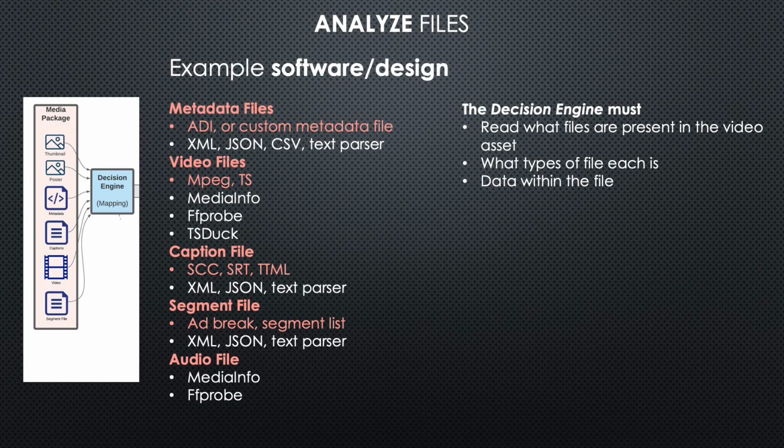So in order to read these files in a package, we need applications or some sort of code base to be able to read the file types. For instance, a movie or an audio file is going to be like an MPEG transport stream, or an audio file, maybe an AC3. And there are different applications like MediaInfo or FFProbe we could use to analyze those. Most of the other metadata files, like the caption file, the segment file, and the ADI, are going to be XML, JSONs, or CSVs, or even maybe just plain text. So we'll need a parser for each one of those that the mapping service will be able to utilize to read this data.